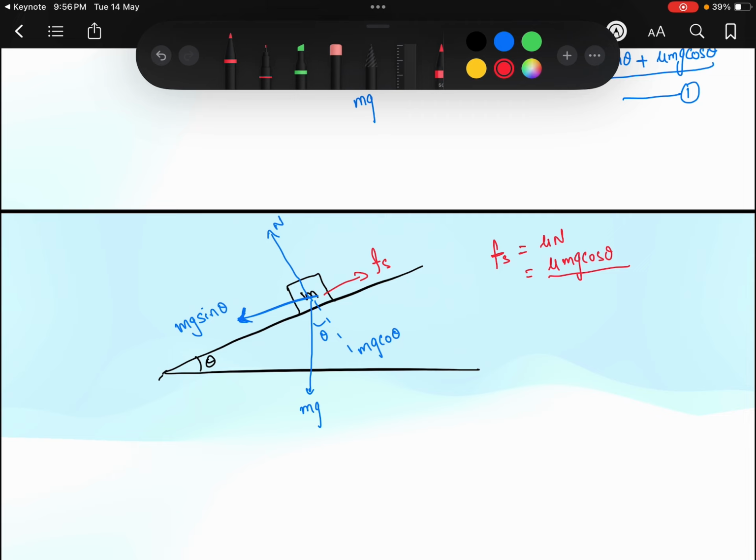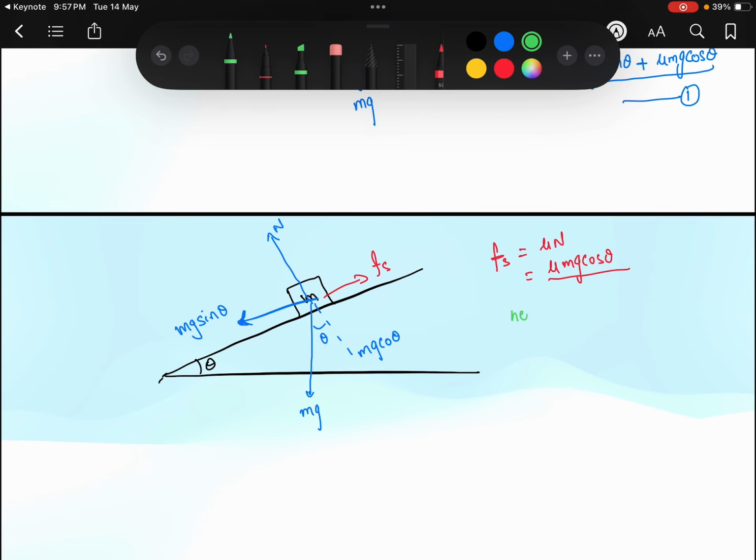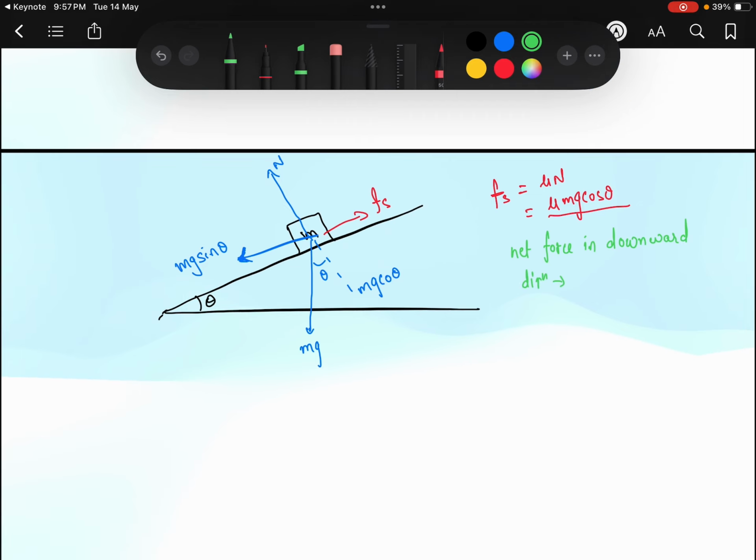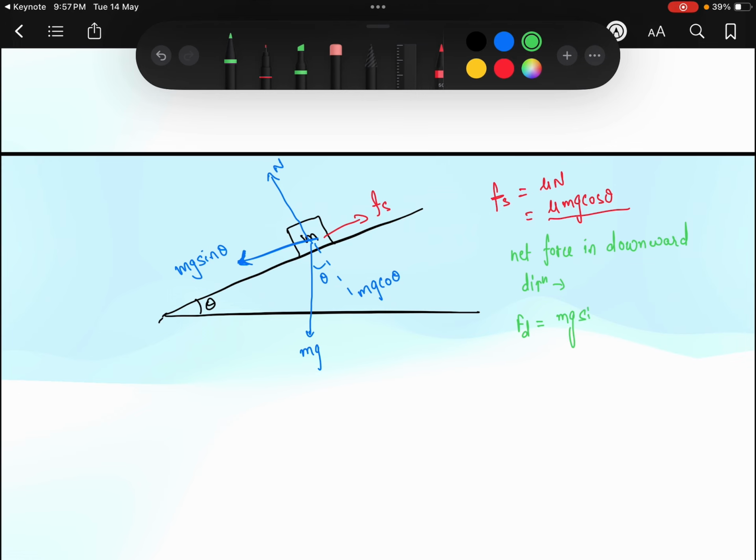Okay, now it is acting in the backward direction, so what is the net force in the downward direction? If I write the net force in the downward direction, let us suppose F downward, that will be equal to mg sin theta minus this frictional force, static friction, that is mu mg cos theta.